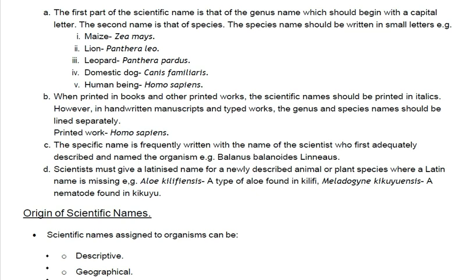Origin of scientific names. Descriptive. Geographical. Commemorative.